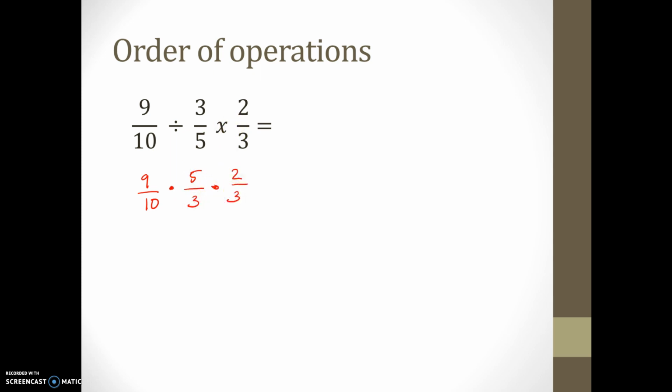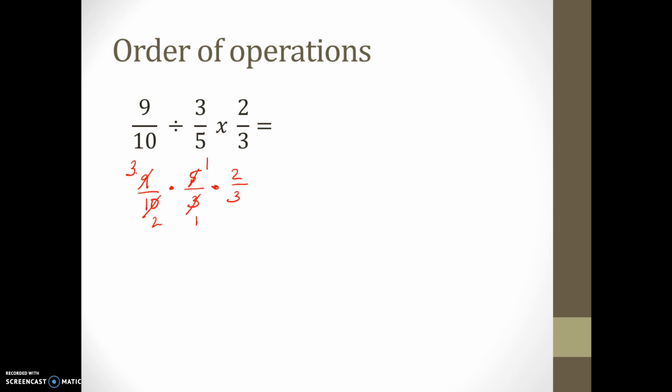And check this out. Now I can cross cancel because I've got a 5 up here and a 10 down here. So I'll change that to a 2 and that to a 1. I just divided both by 5. And now I'm going to cross cancel my 9 and my 3. I'm going to divide both by 3.